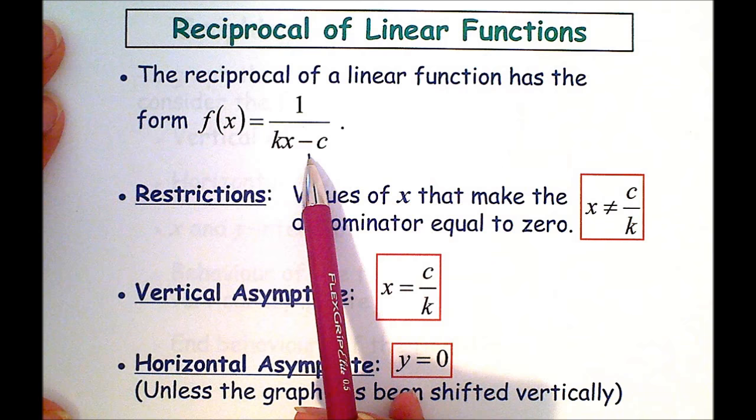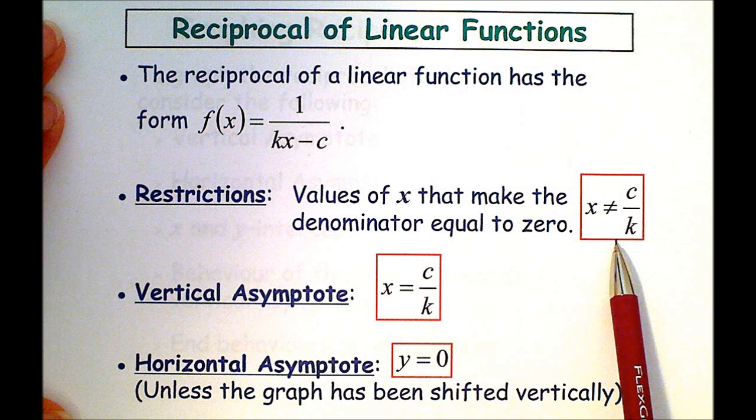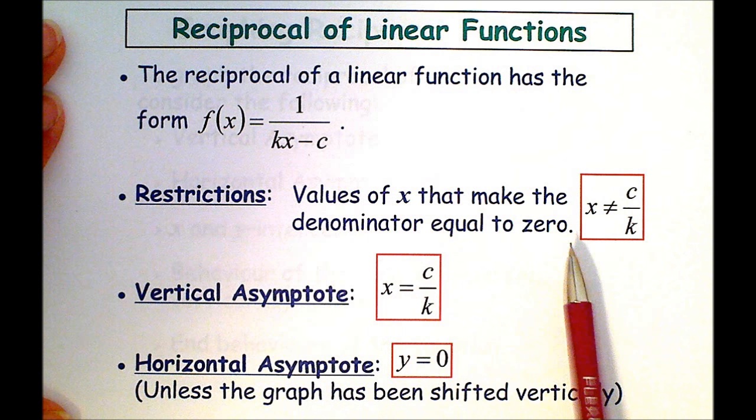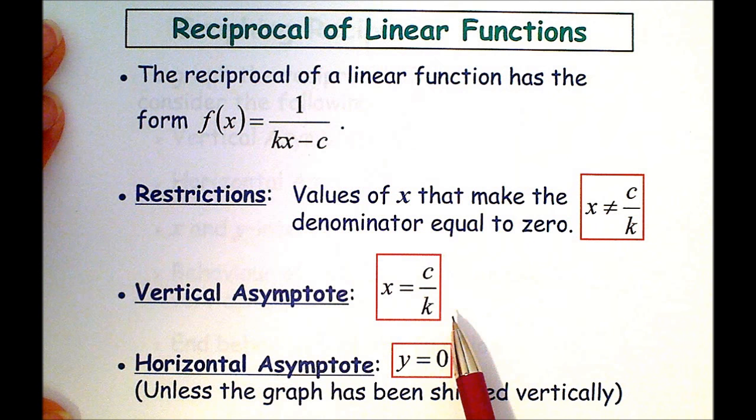So as a result, there are some restrictions, and the restrictions are any value of x that makes the denominator equal to 0. In this case, it would be c over k. And so graphically, what that restriction looks like is a vertical asymptote. So you would have a vertical asymptote at c over k.